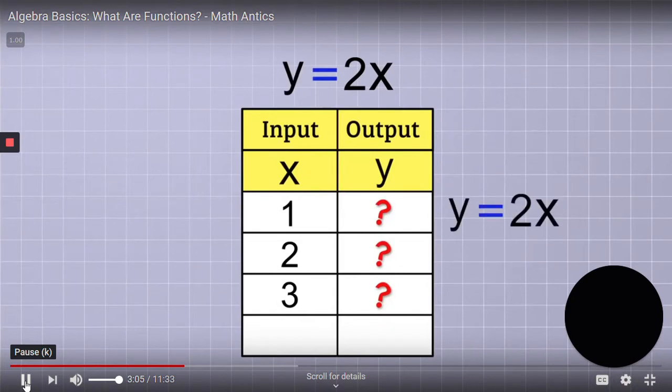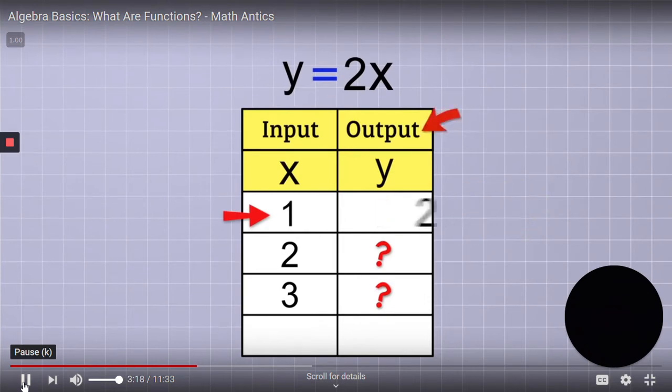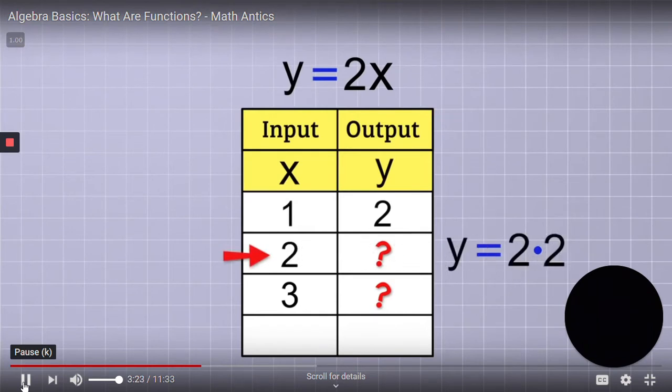If we input the value 1, in other words, if we substitute the value 1 for the x in our equation, then we get y equals 2 times 1, which simplifies to y equals 2. And since y is our output variable, we put a 2 in the output column. Next, if we input the value 2 into our function, we get y equals 2 times 2, which means y equals 4.